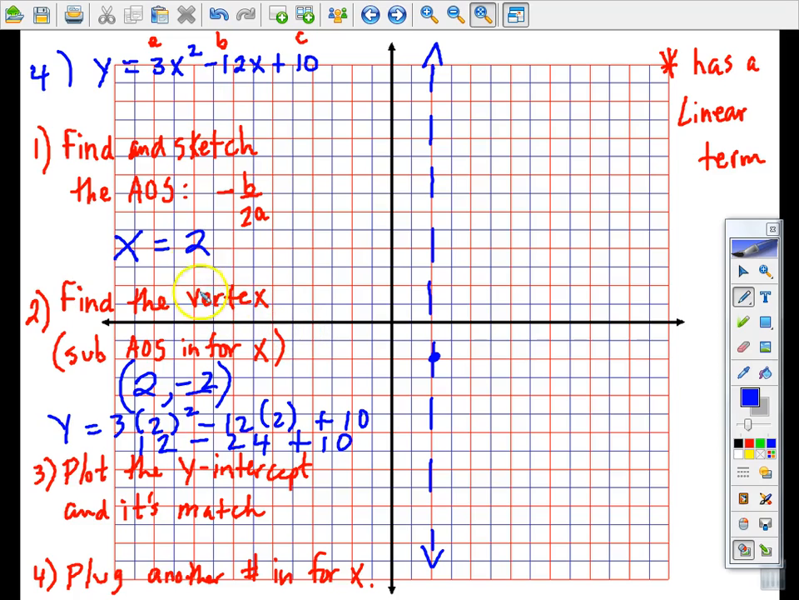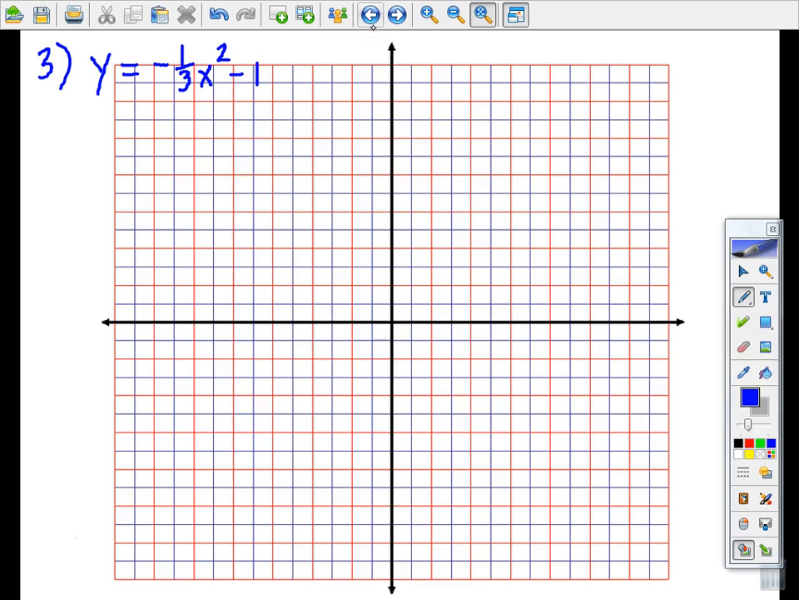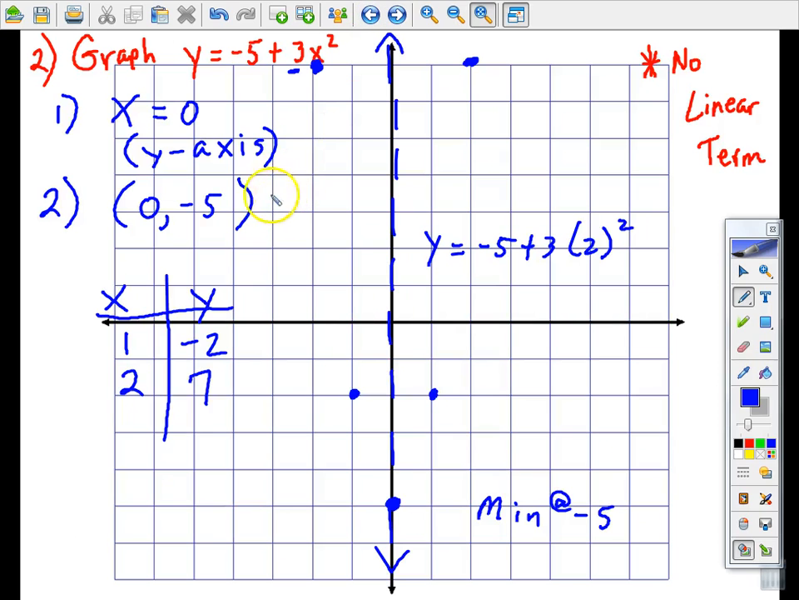So you plug in what x was. Whatever you got for the AOS, you just take it back to your function and plug it in for x, whatever that number is. And so if you don't have a linear term like on the other problems, then the x in the vertex is 0. If there's no linear term, then the vertex is just whatever that constant is on the y-axis. That's why these are kind of a lot easier.